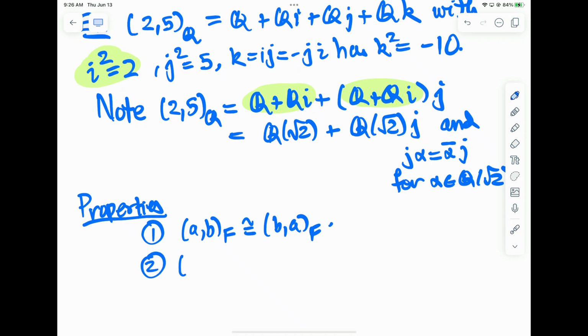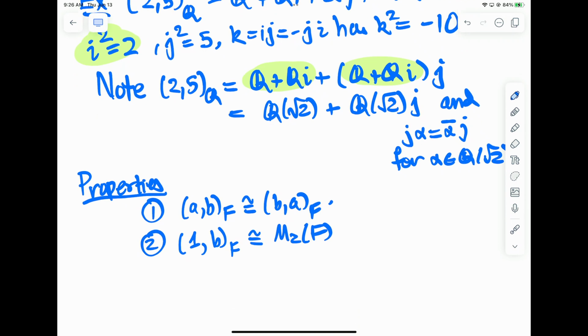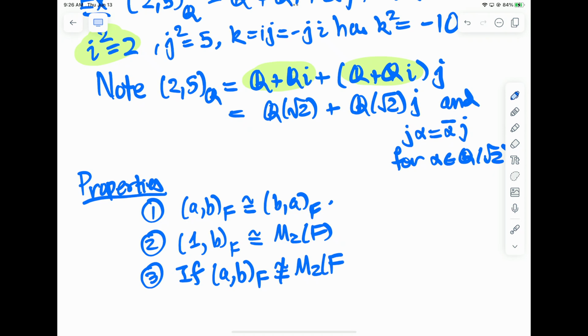Another property, if one of the numbers is 1 in the construction, this four-dimensional thing really is the 2x2 matrices. And in fact, if this construction is not the 2x2 matrices, by the way, property 2 is not if and only if. You can have A, B where this construction leads to the matrix ring without either one being 1. I'm just giving an example there. So for 3, if this construction does not lead to the 2 by 2 matrices, then it must be a division ring.